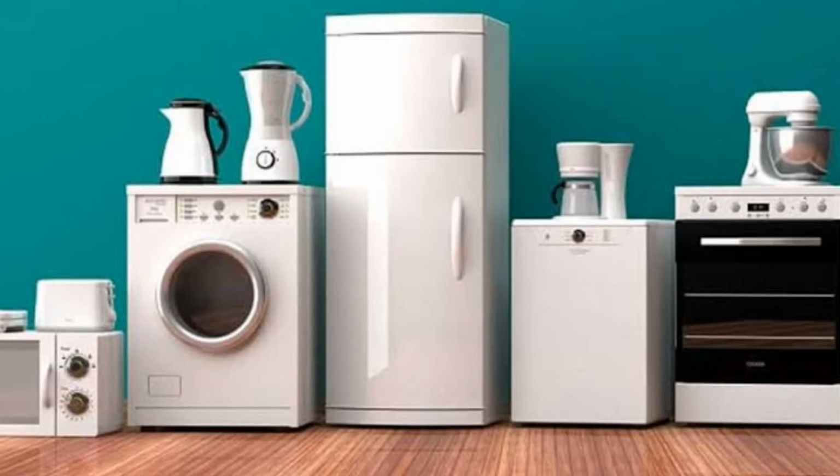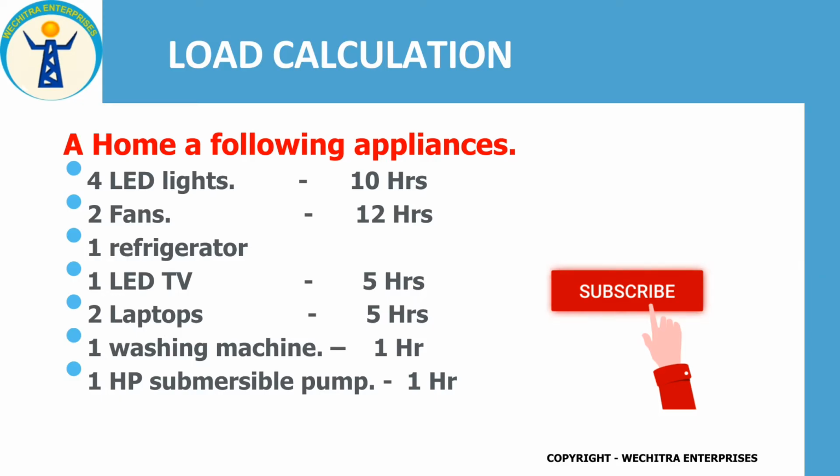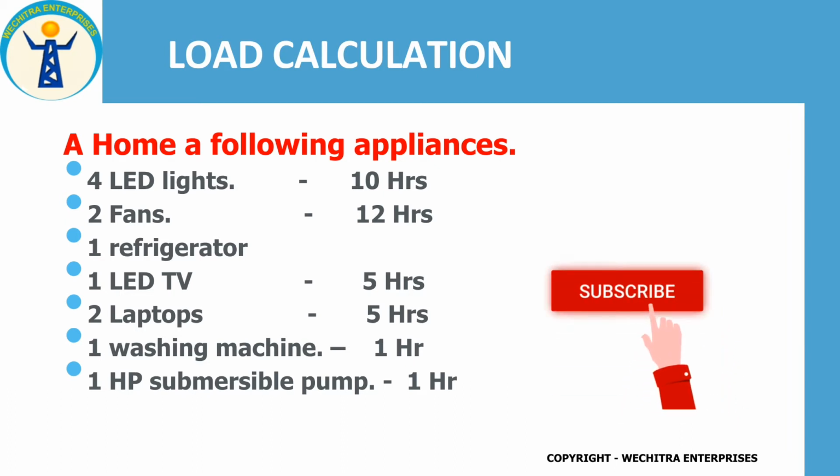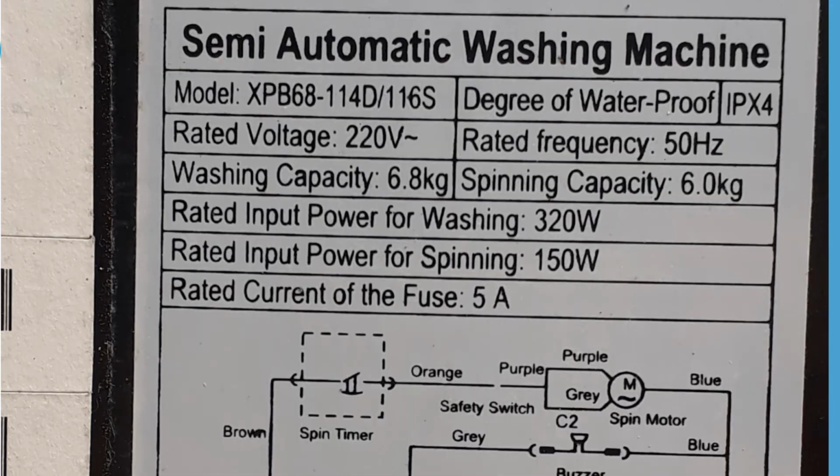Now to do the load calculation, the first thing we must know is how much wattage each electrical appliance is using, or how much power each electrical appliance requires. For this, you can take the approximate wattage of each appliance, or you can check the technical details given with the electrical appliances to know the exact wattage.